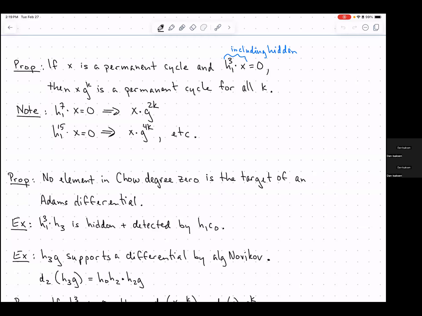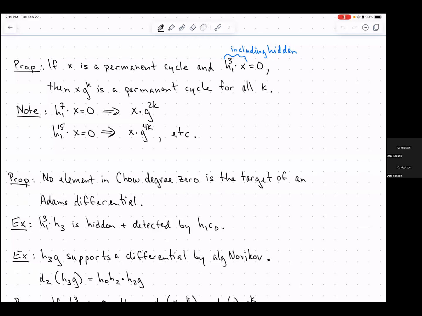What I mean when I say permanent cycle is that it is always a cycle. I'm not saying anything about whether or not it is hit by a differential. Things that are hit by differentials are cycles. Some people use the word permanent cycle to mean an element that's non-zero, but that's just not what those words mean, so don't call it that.